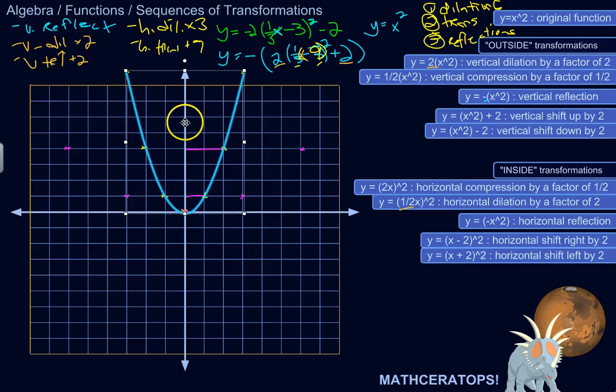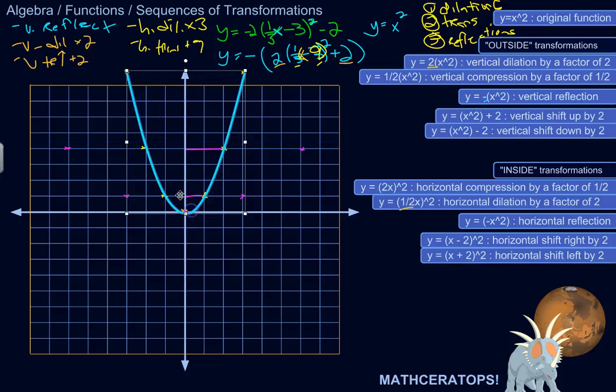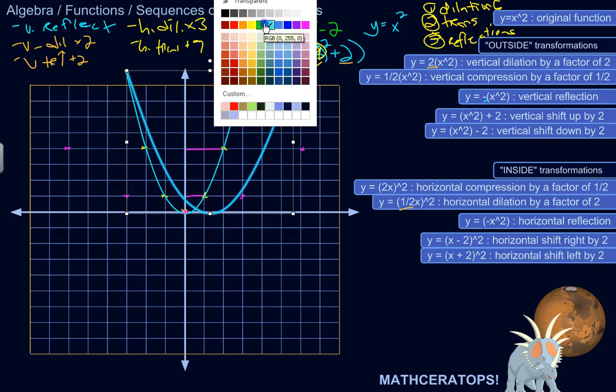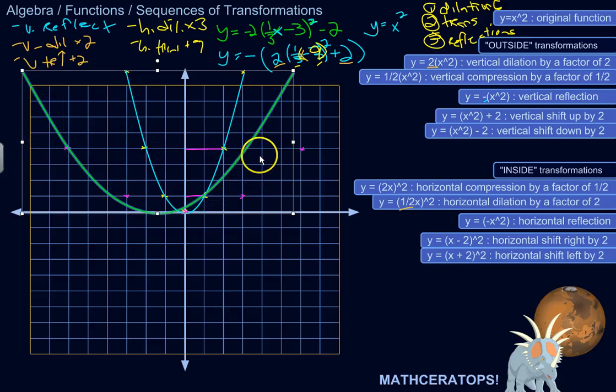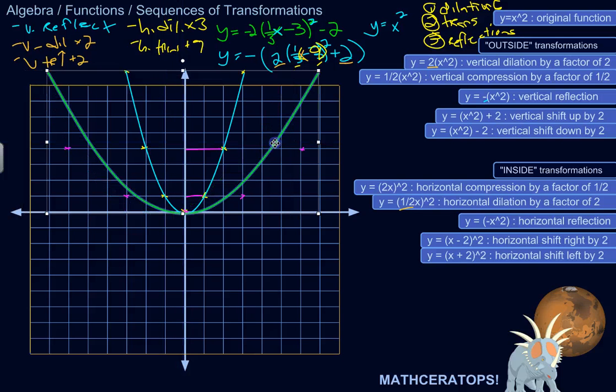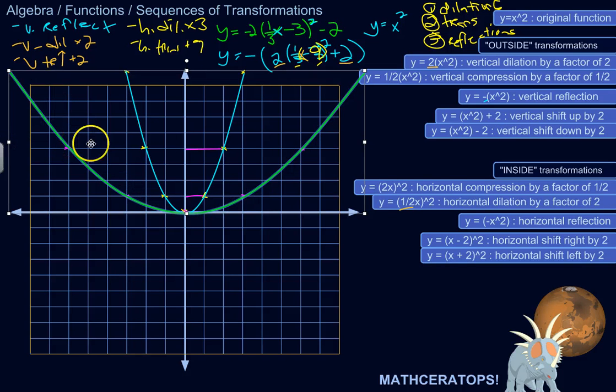I think I'm going to copy. I was thinking about just transforming this one, but I want to leave evidence of where we've been. So I'll make copies and just make them different colors. See if I can stretch it enough. Yeah, something like that. So that was our horizontal dilation.